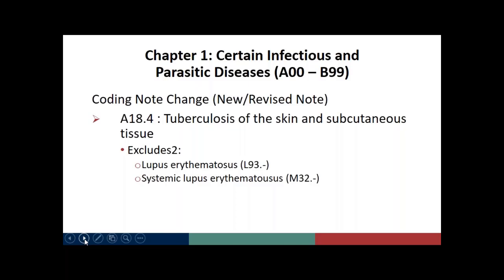A18.4, which is tuberculosis of the skin and subcutaneous tissue. The main change on this is that the excludes note was changed. If it involves these two diagnoses, the lupus and the systemic lupus, then you do not want to code this particular code, the A18.4, because this is an excludes note, okay? So you would go to the actual code for that particular diagnosis. But again, like I said, that's just a small change, just a revision basically.